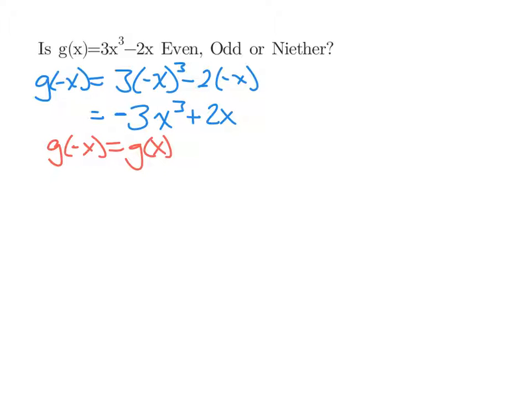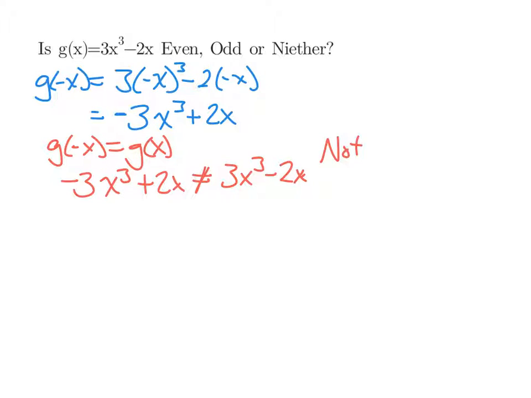And we look, and my g of negative x was negative 3x cubed plus 2x. Is that the same as my original function, 3x cubed minus 2x? And no, they're not. Our signs are not the same. Since they're not equal, this is not even.